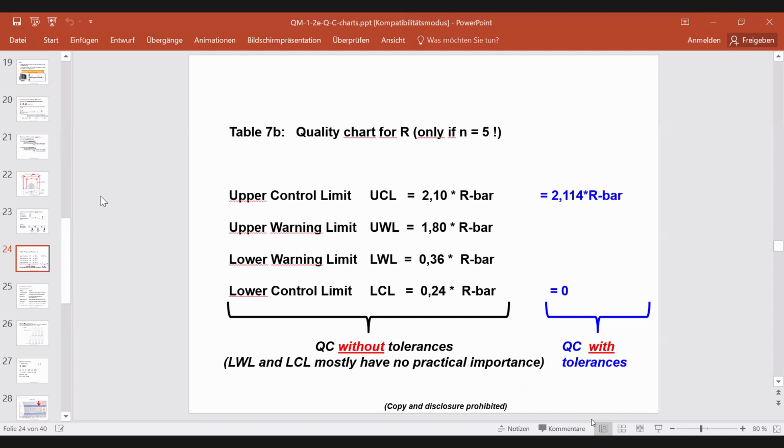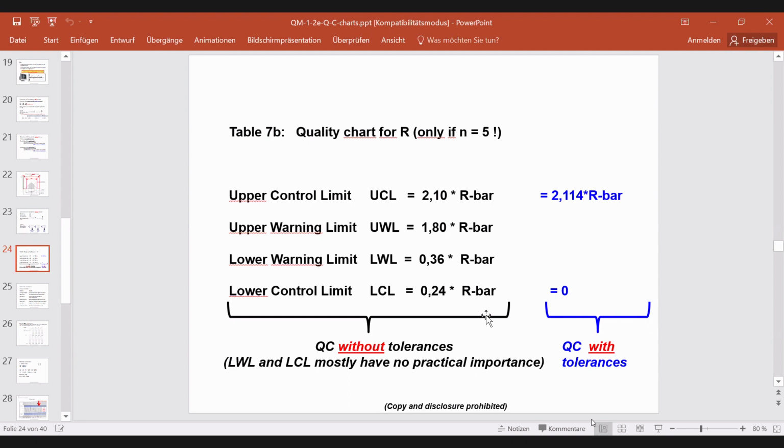Regarding the variation line, you can take the range or you can take the standard deviation. And here are the control limits for the R chart, for the range chart. You take the mean of the ranges of the quality control chart, and then you can calculate the upper and the lower control limit, and also the upper and the lower warning limit. This is for quality charts without tolerances.